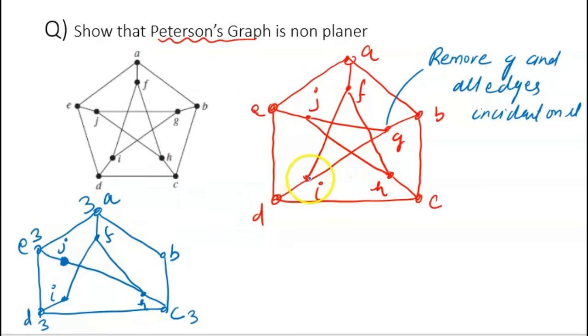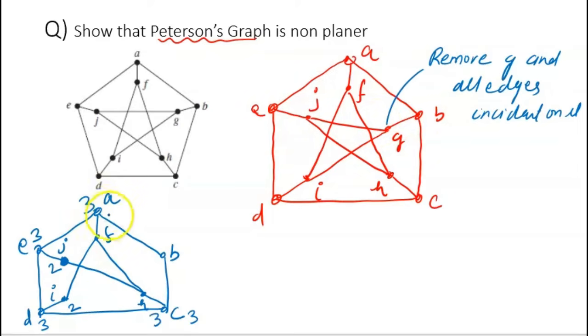And I's degree was 3 earlier, so since this edge has been removed, its degree should be 2. So that degree is 2 here, the degree is 2 here. And B's degree should be 2, right? So that I have removed. Now how to redraw, that is my main problem.